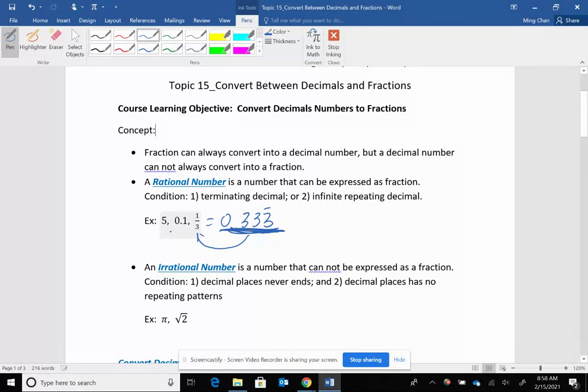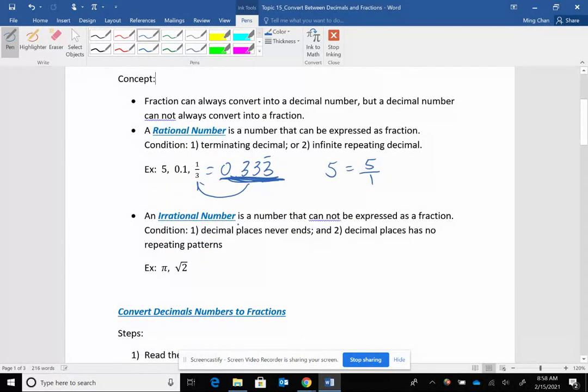All right, 5. Whole numbers can be expressed as a fraction. Anything that can be expressed as a fraction is considered a rational number, because we can write 5 as 5 over 1. So a whole number is considered a rational number. An irrational number simply refers to numbers that cannot be expressed as a fraction. Why? Because the decimal places never end, and another condition has to be in place: the decimal places have no repeating patterns whatsoever.